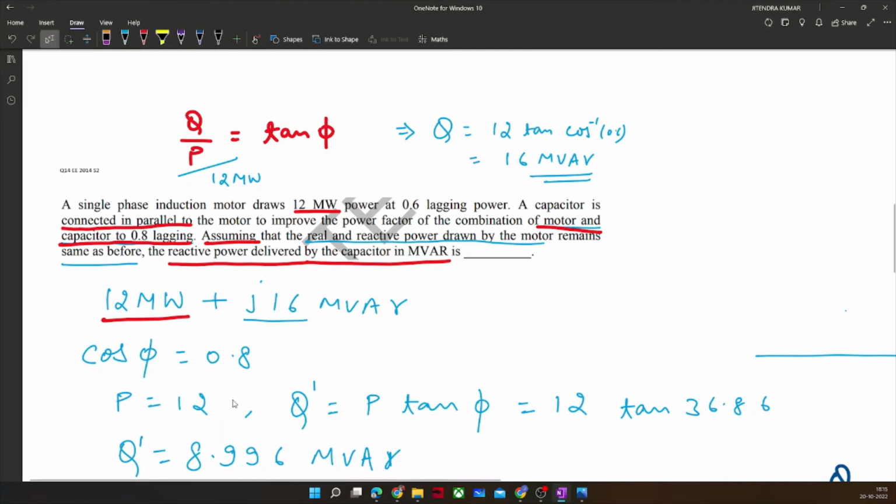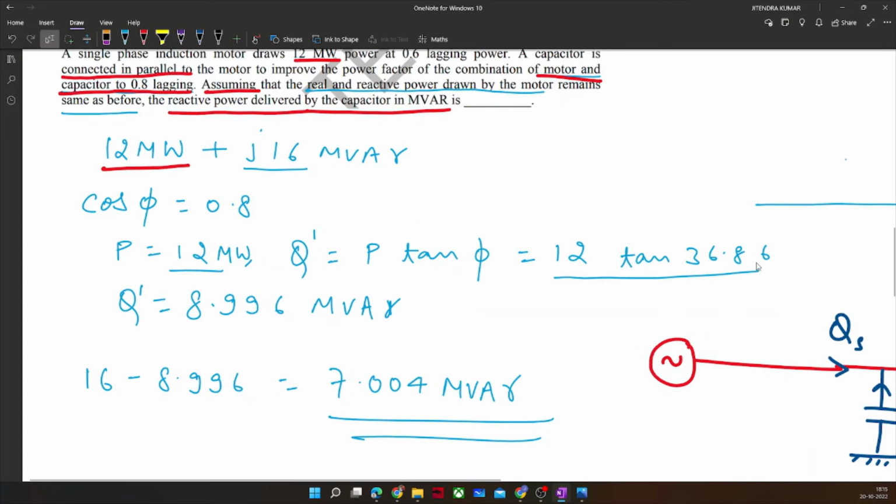So 12 megawatt is the earlier power, that will be same. And now to maintain this 0.8 lagging power factor, how much reactive power would be drawn from the source? So that will follow the same formula, and it will come out to be 12 into tan 36.86, and that will give us 8.996 MVAR. So now this much reactive power would be supplied from the source.